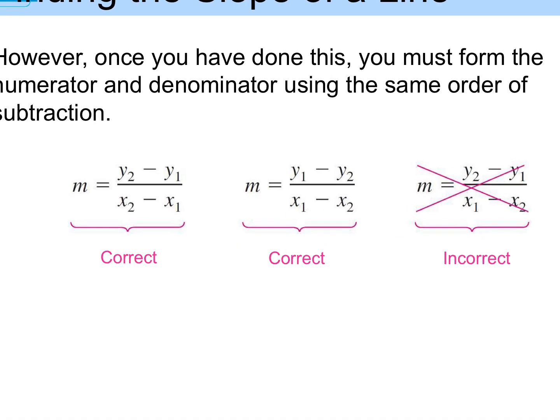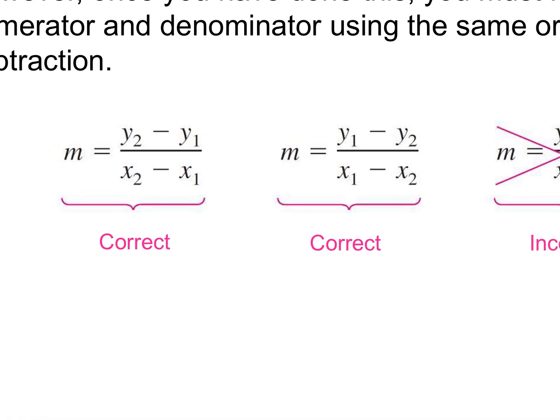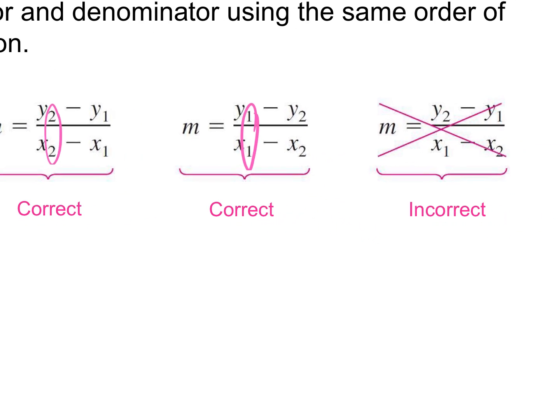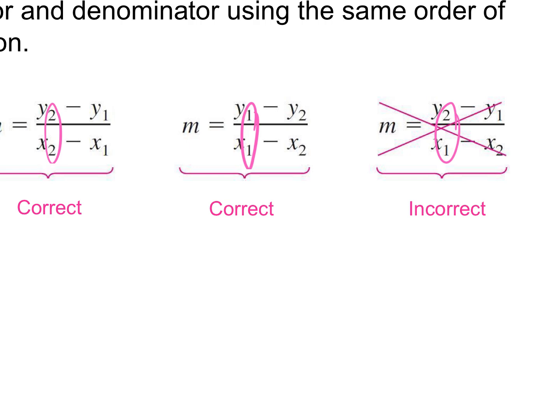So on the next page, it says you can do y2 minus y1 over x2 minus x1, or if you switch the order, you could do y1 minus y2 over x1 minus x2, as long as you're consistent. You just can't do y2 minus y1 over x1 minus x2. So notice how here we start with the 2's, or start with the 1's. This one starts with different. So you can't start with different terms.